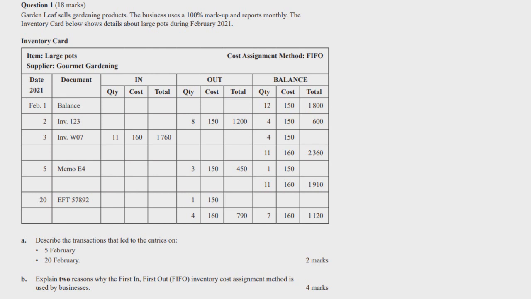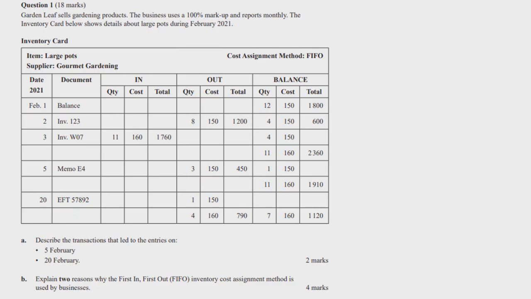And then part B: explain 2 reasons why the FIFO cost assignment method is used by this business. So, why are they using FIFO instead of identified cost? It's 4 marks. Alright, when it comes to FIFO, there are 2 reasons why you use it. Because it's hard to distinguish one item from another. And the second one is, it's very easy and quick to implement. It's not too time consuming. Those are your reasons behind FIFO.